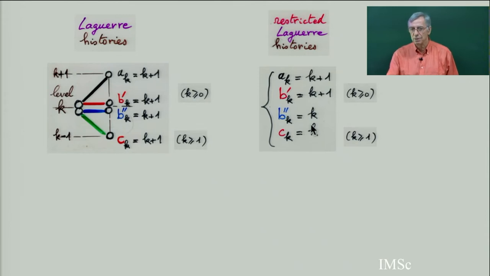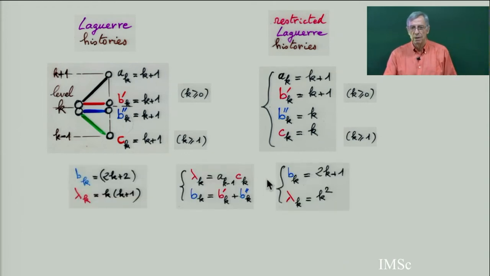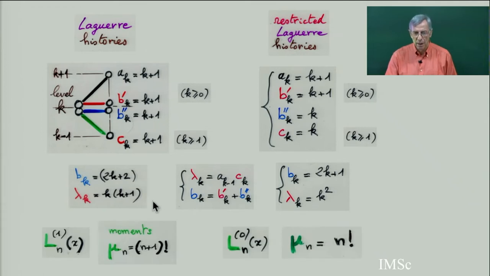There are two special cases where for the blue step and for the CK going down, I am not allowed to use it, because this step does not open the free cell on the left. So here is the weight b_k, lambda_k. Here b_k equals 2k plus 2, b_k equals 2k plus 1, lambda_k equals k(k plus 1), lambda_k equals k squared. And the moment in both cases is n factorial and (n plus 1) factorial.